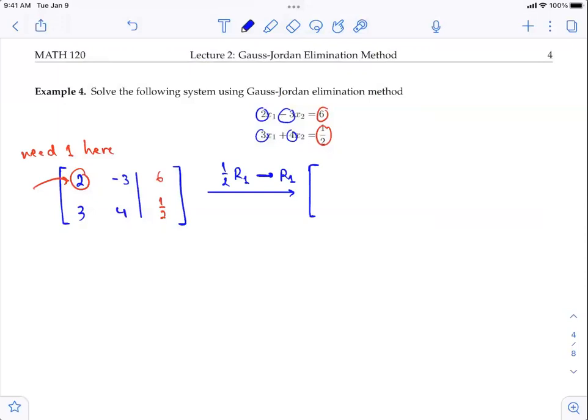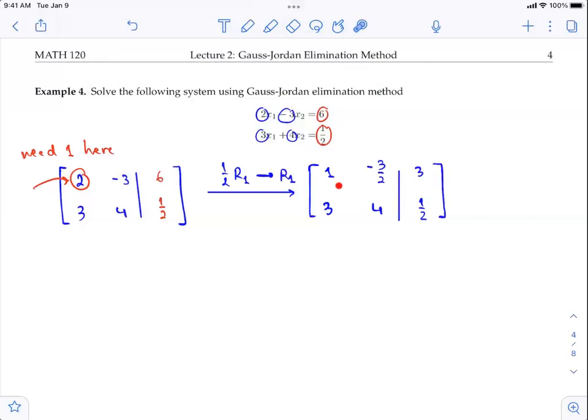Now, 1/2 times 2 is equal to 1. -3 times 1/2 is -3/2. And 6 times 1/2 is +3. And we didn't make any changes for row 2, so row 2 remains the same. So we got 3, 4, and 1/2. So we need one leading one here, and we make that happen.